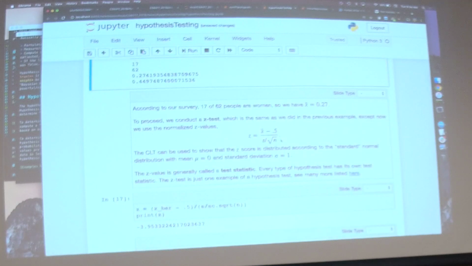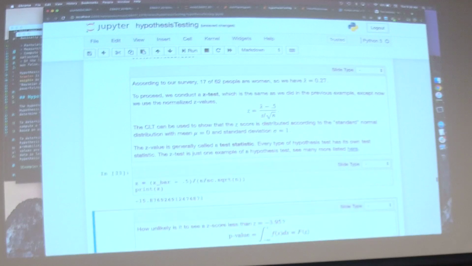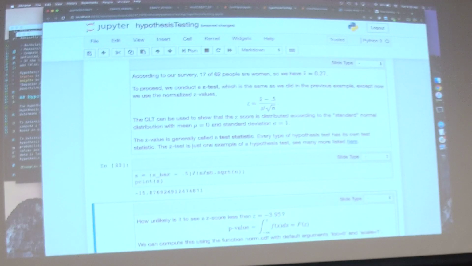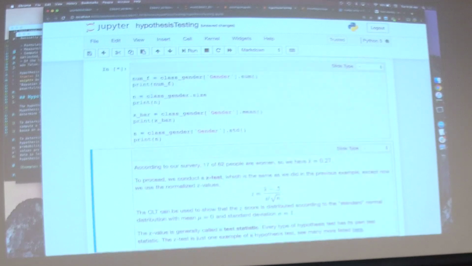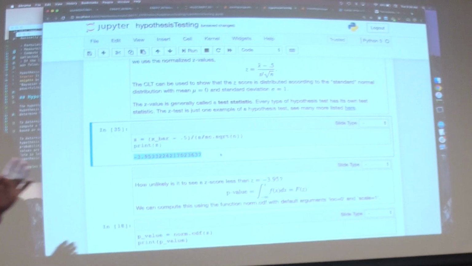So the z-test, we just plug it in. We have our sample mean. We expect the true mean is 0.5. We expect that there's a 50-50 ratio. We have our standard deviation and the number of people. So we compute the z-test, which is -4.